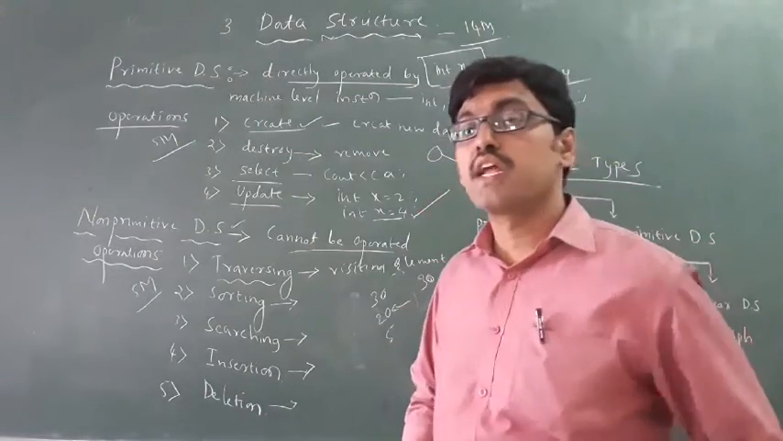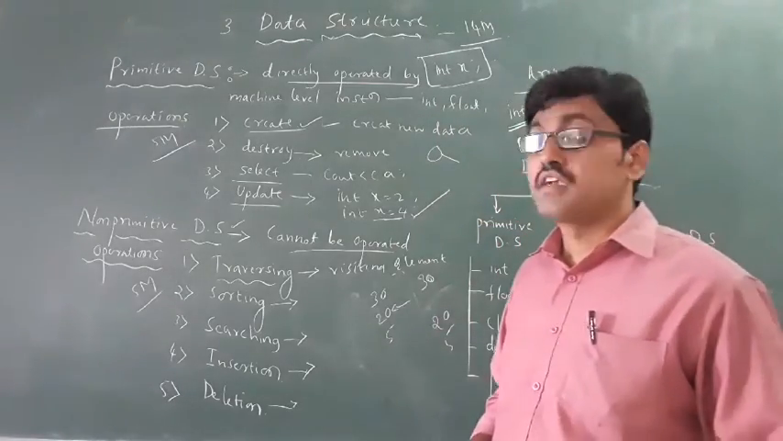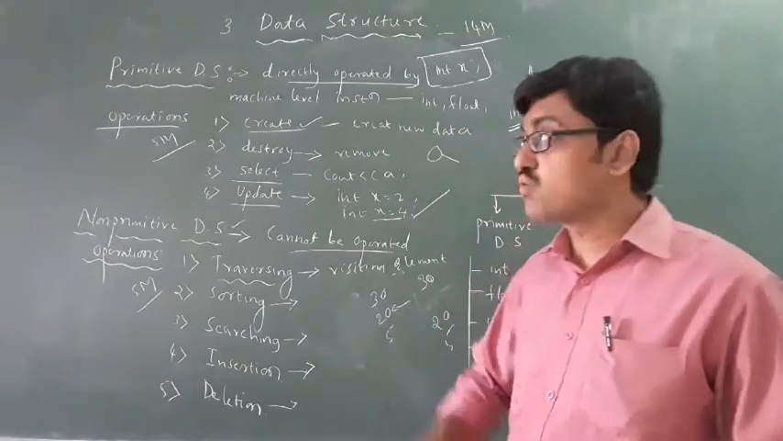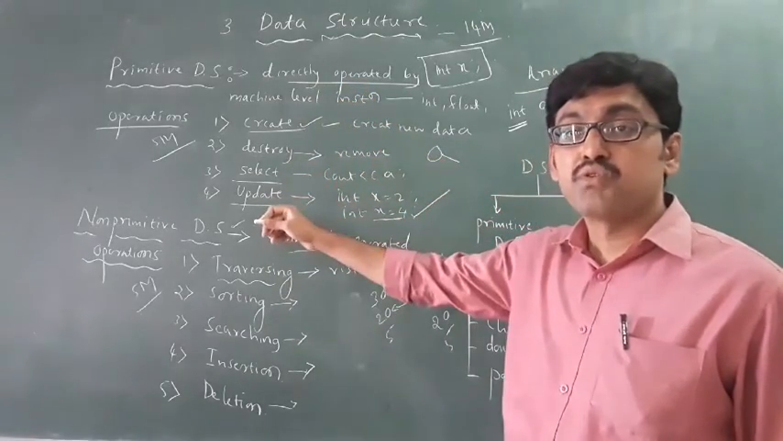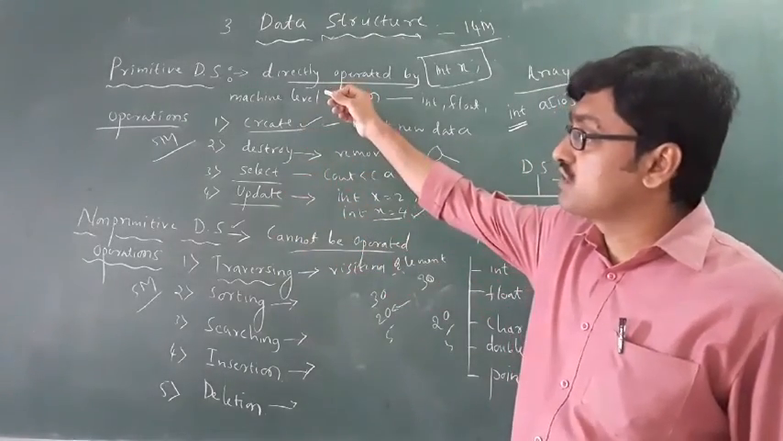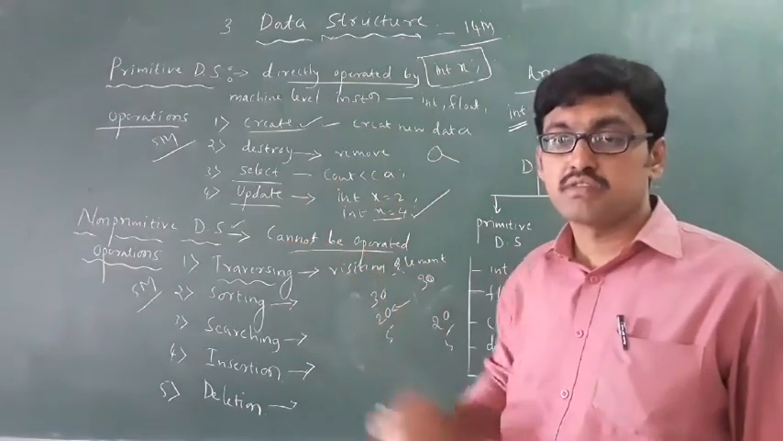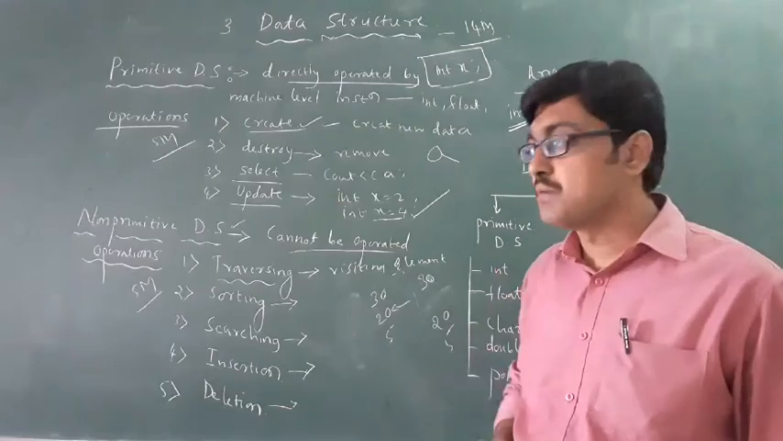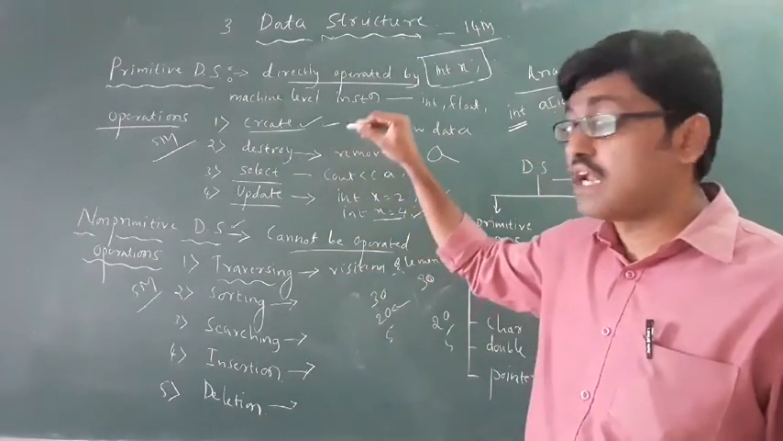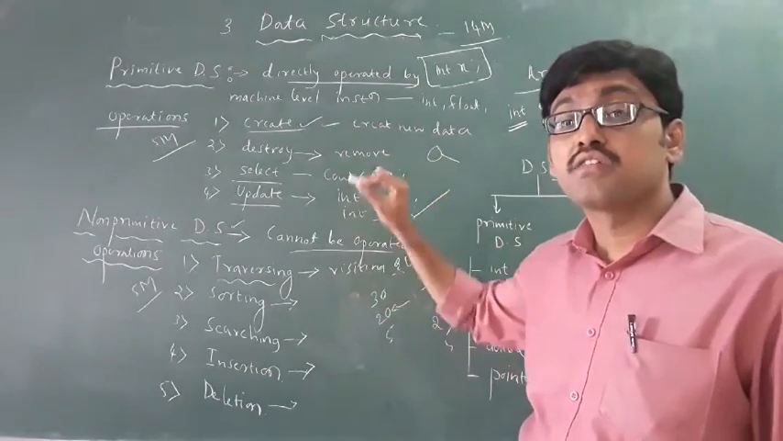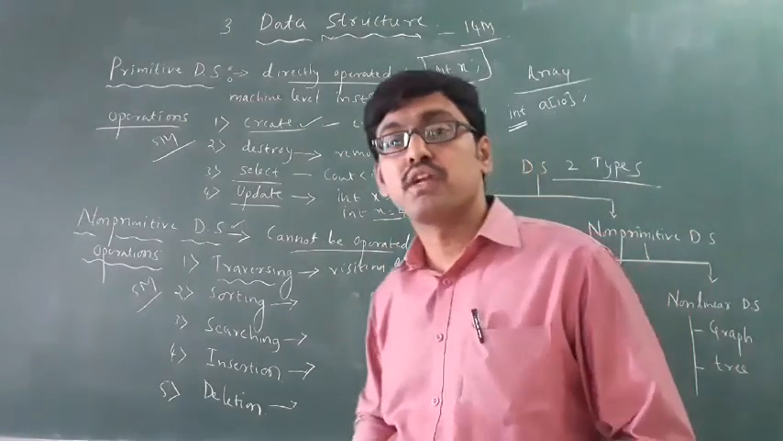Today in class we discussed the types of data structure. There are 2 types. One is primitive data structure, and the second one is non-primitive data structure. Primitive data structure operations, non-primitive data structure operations. You have to remember this. These are the classification of a data structure. Next class we discuss the next topic.